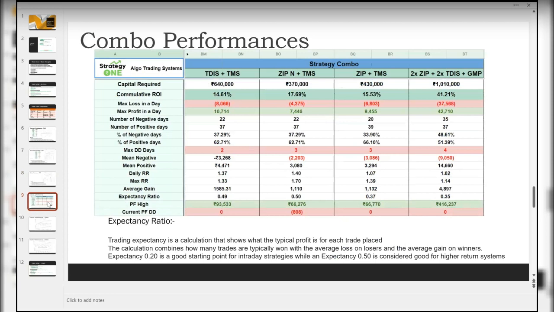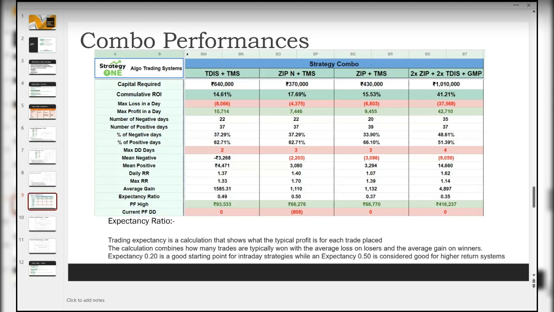Why? The data is there. I don't need to give any explanation much more than what the data is giving you. If you look into the cumulative ROIs that we have created for these strategies, cumulative losses and percentage positive days, you will see that generally, if you use a combo, you will have the best of both worlds in terms of ROI, as well as lower drawdown days and essentially a good expectancy ratio.